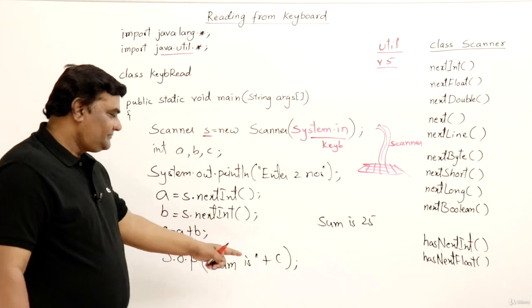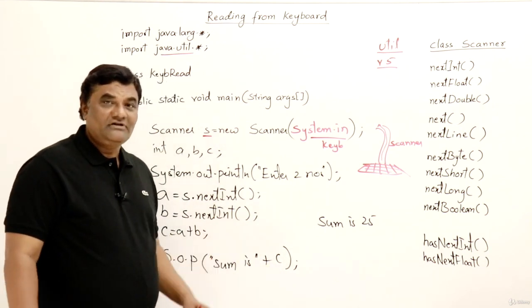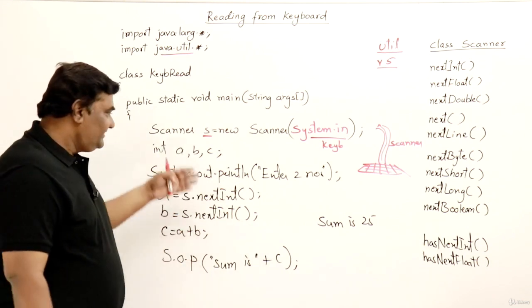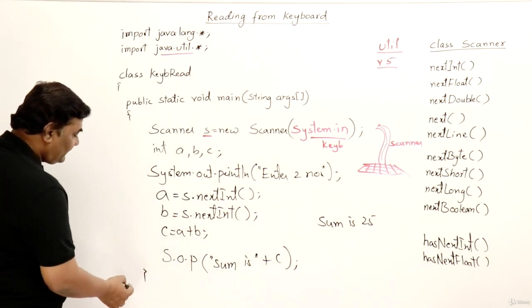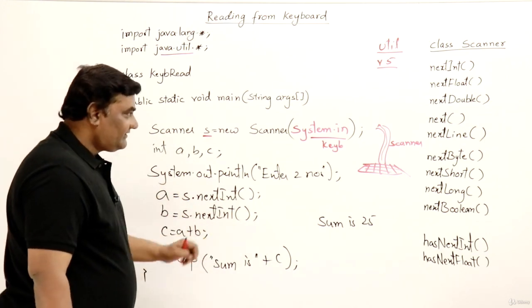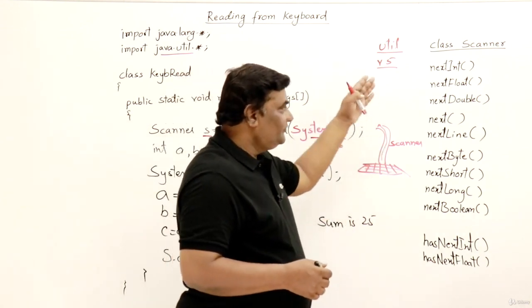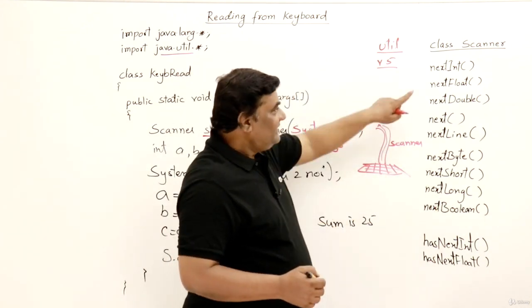Like in C, C++ programming, if you are coming from there, mostly we use commas. But here we have to use plus for concatenation. So these are the statements which are used for reading two numbers and displaying the result. Next, we will see all these methods. I'll show you what these methods are.